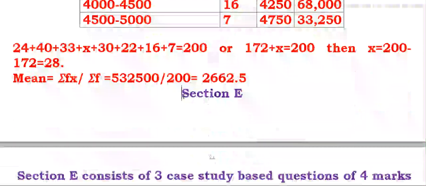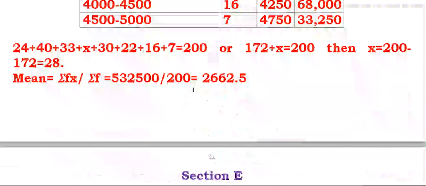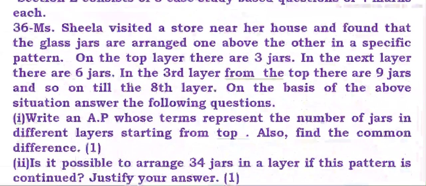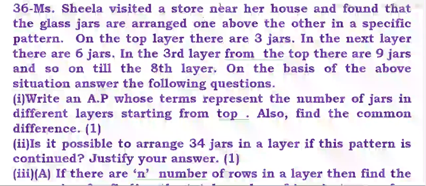Then is section E. It is a case study. In this storehouse, we found that on the top layer 3 jars, then next 6, then 9, it is an AP 3, 6, 9, 12. There are 9 jars and so on till 8 layers. Write the AP whose terms represent this.